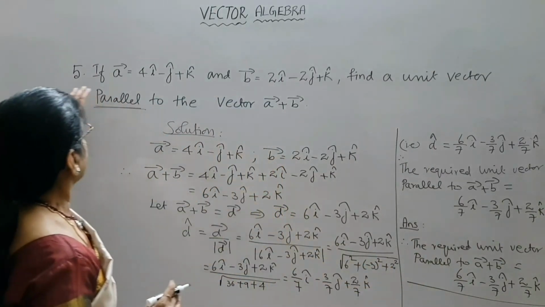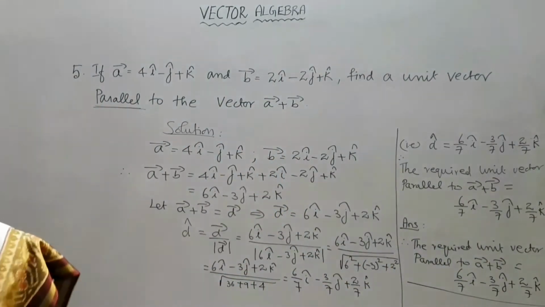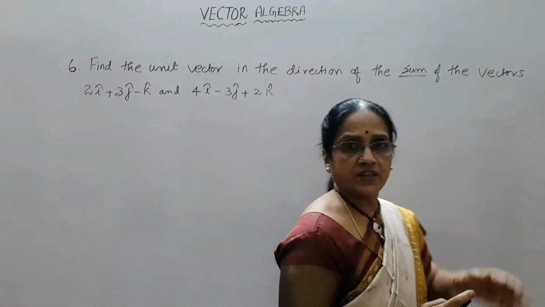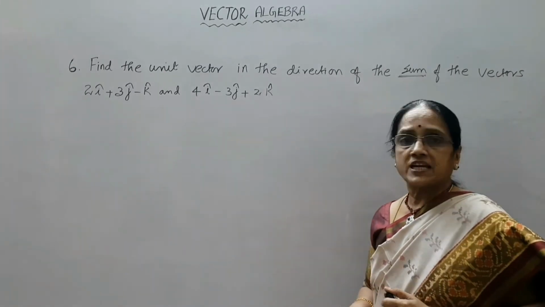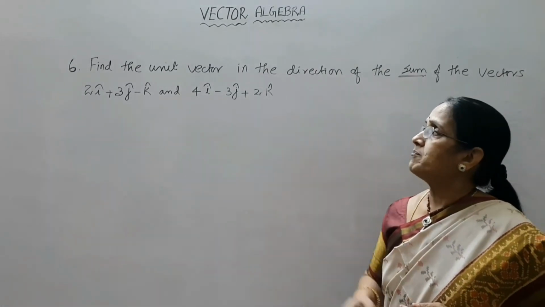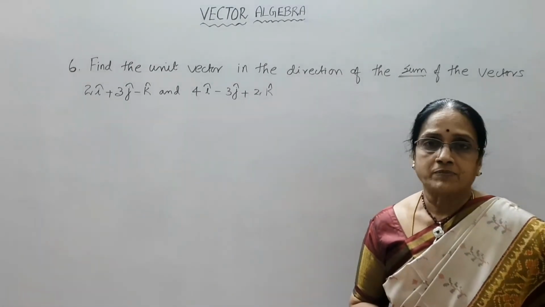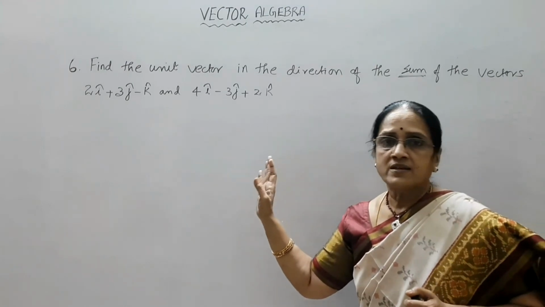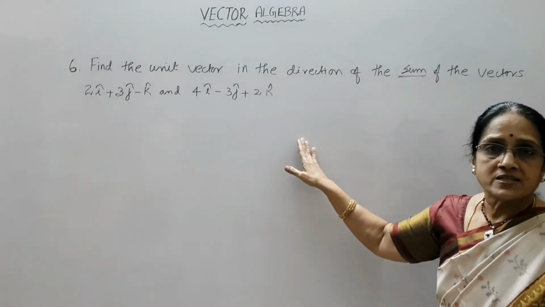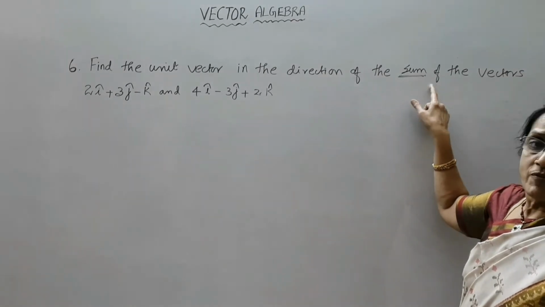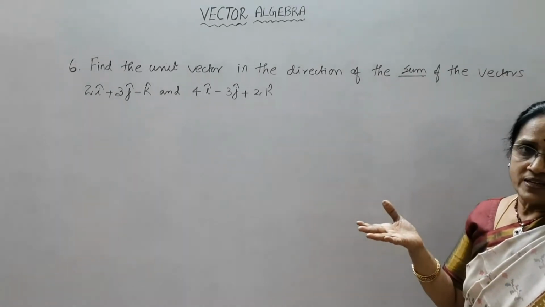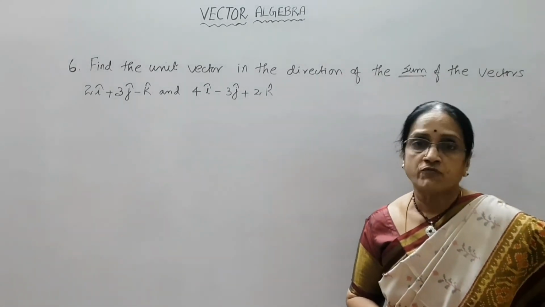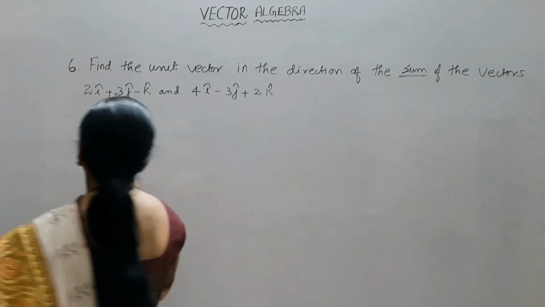Now, let's move on to question number 6. Here you need to find out the unit vector in the direction of the sum of the vectors 2i cap plus 3j cap minus k cap and 4i cap minus 3j cap plus 2k cap. Actually, this particular question is similar to the previous one we did in today's session. Instead of giving a vector plus b vector, here they mentioned the sum of the vectors. So that's the only difference, but the method remains the same. This particular question was asked in 2015 foreign paper. Now let's do this solution.